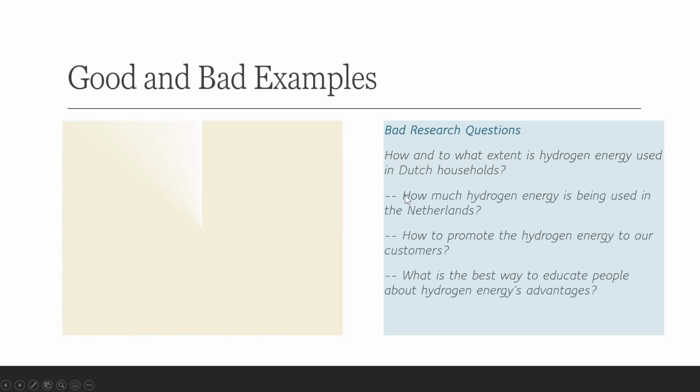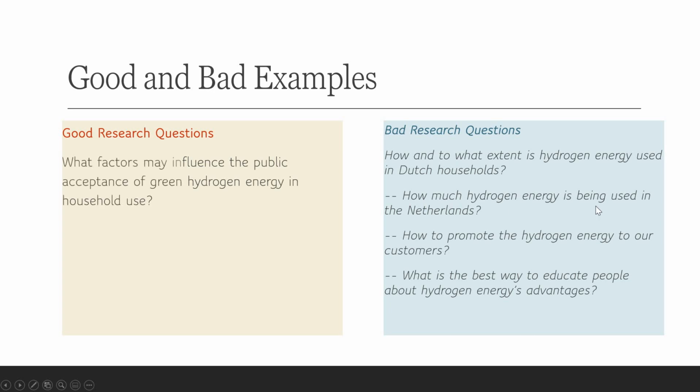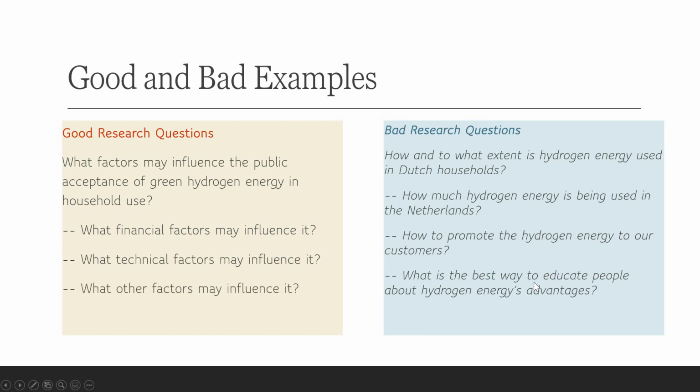And the student chopped them into several sub-research questions, such as how much hydrogen energy is being used in the Netherlands, how to promote it, what is the best way. All of them indicate that we can use quantitative research or use secondary data to answer these sub-research questions. But our explanation in the Solmade project handbook is we will only use the semi-structured interview to collect the data for the research questions.